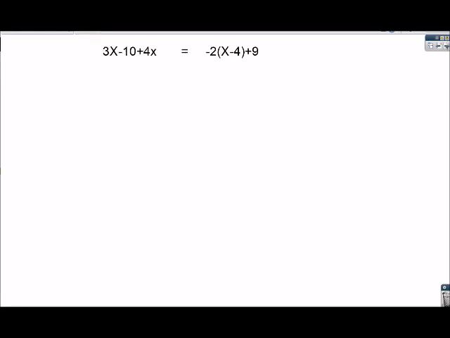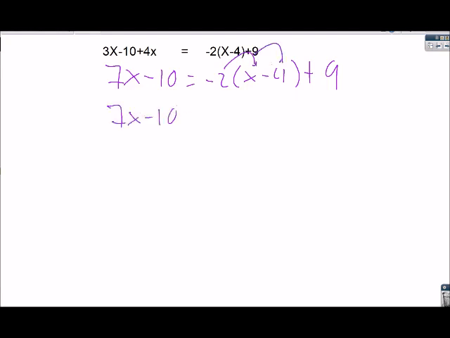First thing I'm going to do is combine like terms between this 3 and the 4, and I get 7x minus 10, and then I'm just going to rewrite everything else. So this left side's done. Then I'm going to simplify the right side. I'm going to distribute, and I get negative 2x plus 8, because negative plus 9.